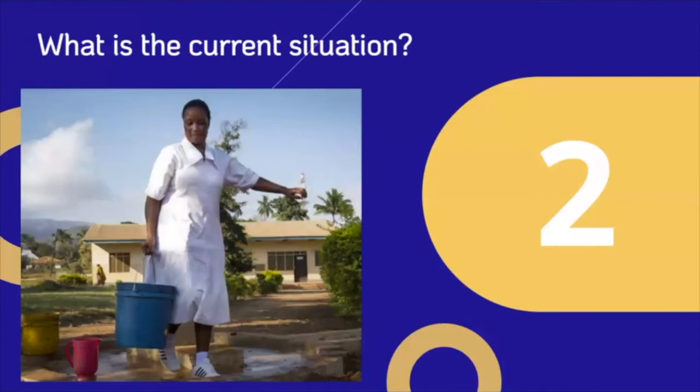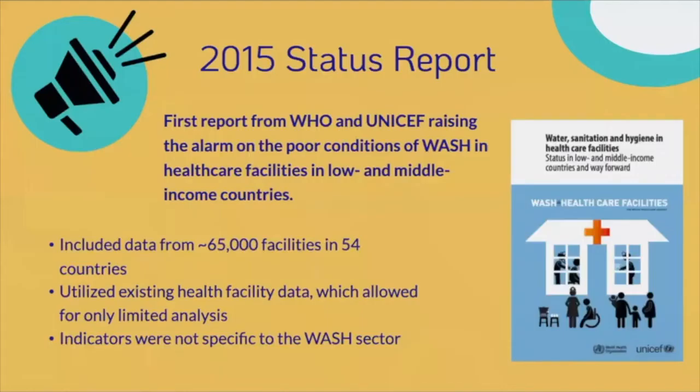What is the current situation? So let's look at the data that's available at the moment on WASH in healthcare facilities. In 2015, WHO and UNICEF published a report on WASH in healthcare facilities. This was the first such global report that gave an idea of what the conditions were in healthcare facilities in low and middle income countries, including data from about 65,000 healthcare facilities in 54 countries. And it should be noted, it drew upon existing healthcare facility data.